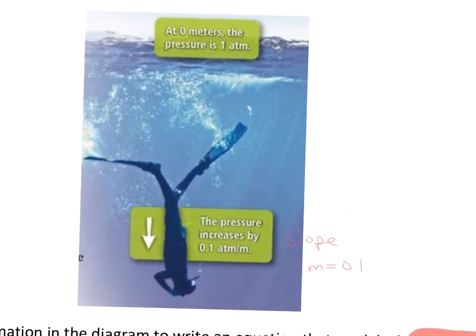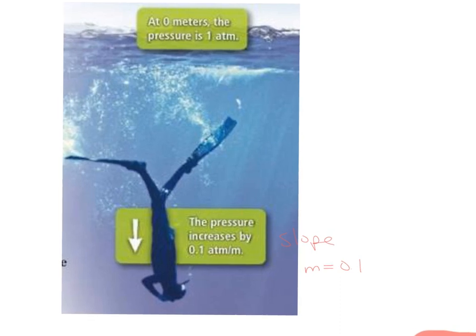All right, so let's come back up here and see what they gave us. Now I'm writing a coordinate point. It says at 0 meters, so at 0, my ATM was 1. Well, when we write it like that, that looks like a y-intercept, which is your b value. So your equation would be y equals 0.1x plus 1.